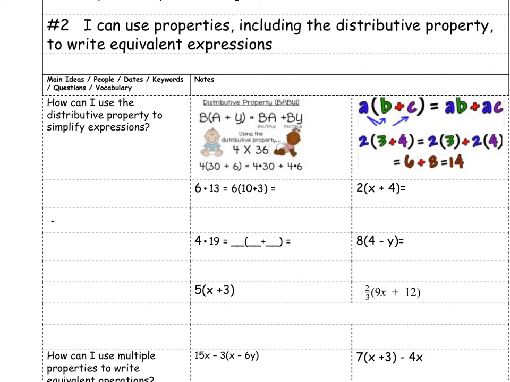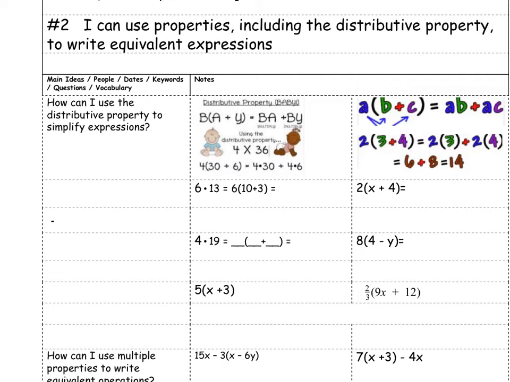So here's a math example of using the distributive property. We have 4 times 36. That's also like saying 4 times (30 + 6). So that's just this written out. So 4 times 30, and then 4 times 6, because this 4 gets distributed to the 30, and this 4 also gets distributed to the 6.